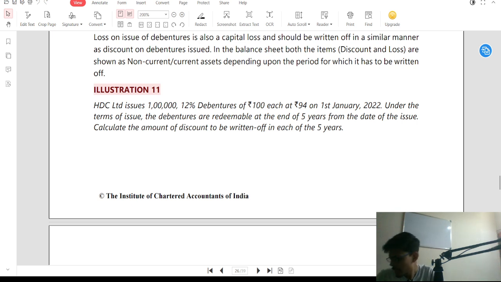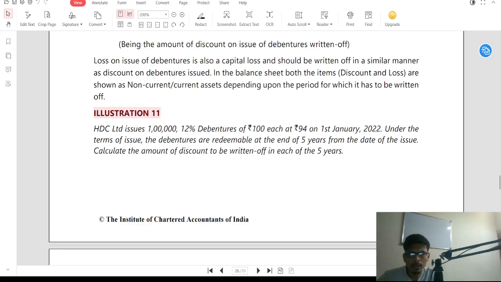देखिए क्या दिया हुआ है. HDC Limited issues 1 lakh 12% debentures of 100 each at 94 on 1st Jan 2022. See, the face value of the debenture is 100 rupees, and the debentures were issued at 94 on the very 1st January. It means 6 rupees is the discount. Face value is what, sir? 100 rupees, and debenture issued at 94 rupees. It means issued at a discount on the very 1st January.